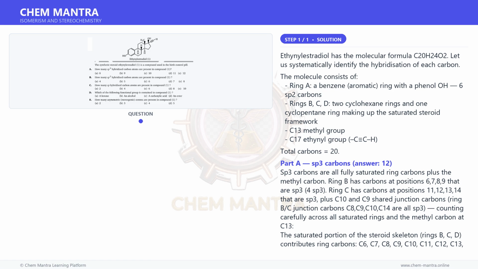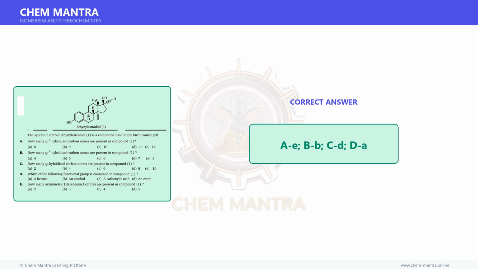Note, questions A and E answers are given as A is equal to E is equal to 12, and the answer key does not specify E, so E is not part of the confirmed answers. Therefore, the correct answer is A, B, B, C, D, D, A. The correct answer is shown on screen.